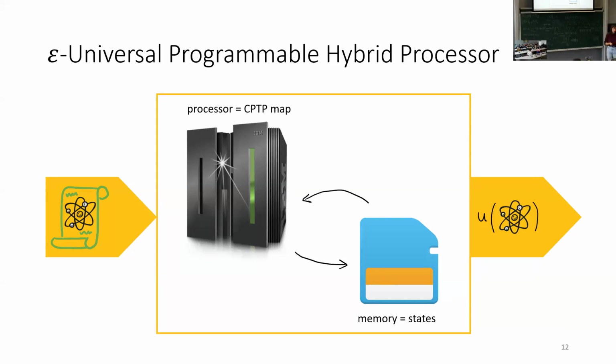So the unitary, how is it input into this machine? Is it this memory state? And so it's a quantum state. It's a quantum state that has a description. So the memory will have a quantum state that has the description.